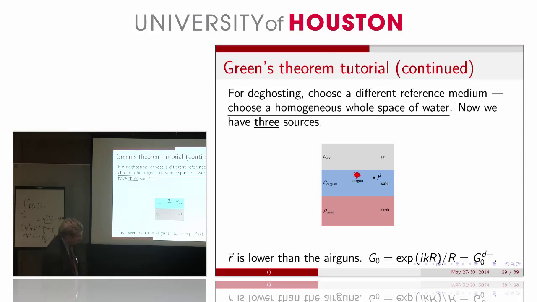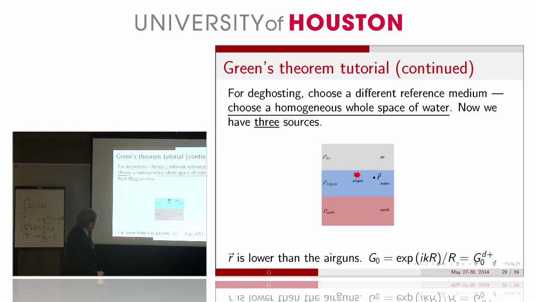There you choose a different reference. You choose a reference of a whole space of water, and then you treat the air as if you had to put a source here to turn water into air, some kind of alpha or something. And so you have source, source, source. That took a homogeneous world of water and turned it into air, air going to earth. 3 sources. Clear? Before there were 2.